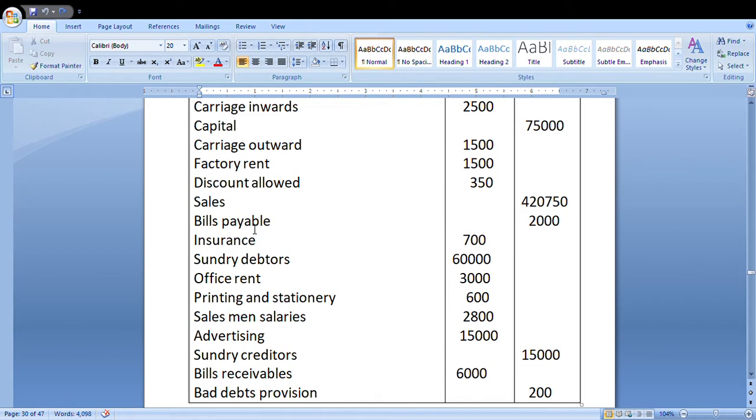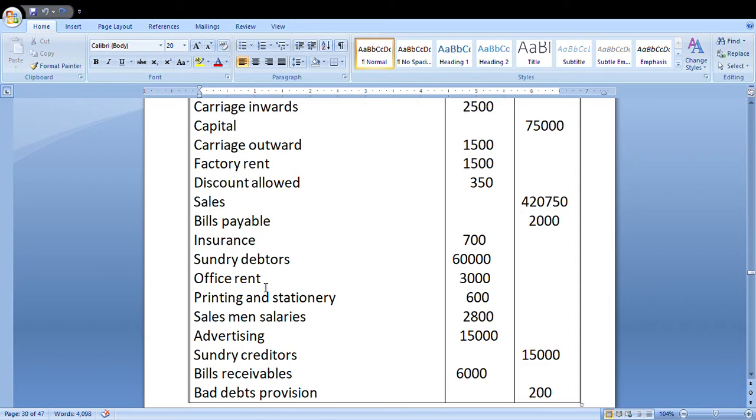Next, bills payable. This is a liability. It enters the balance sheet liability side. Insurance is an expenditure. This enters the profit and loss account, not the trading account. Sundry debtors. This is an asset. This enters the balance sheet asset side.